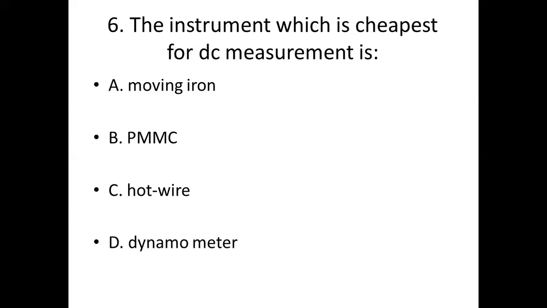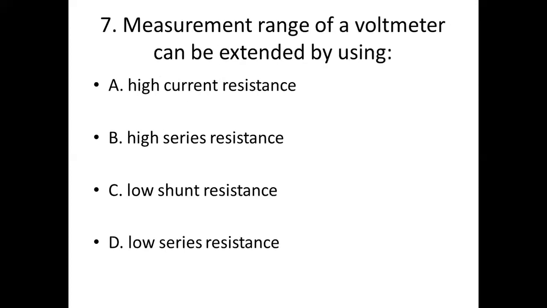Answer guess cheyandi. Option A moving iron. Seventh bit, measurement range of a voltmeter can be extended by its option A high current resistance, option B high series resistance, option C low shunt resistance, option D low series resistance.